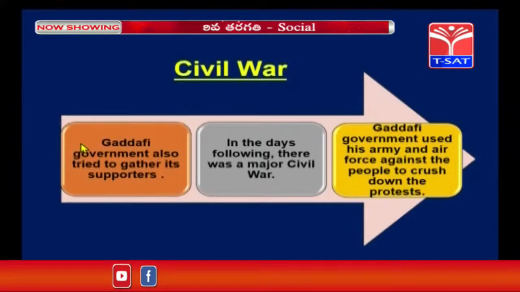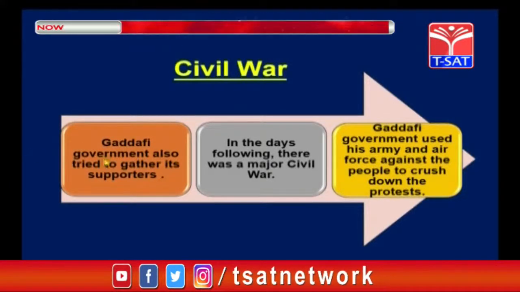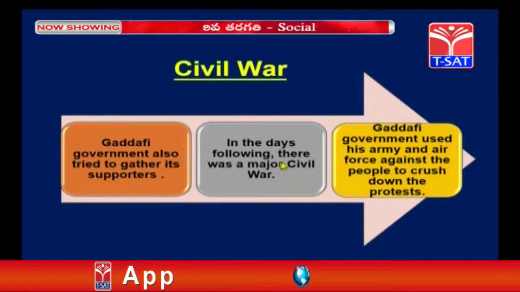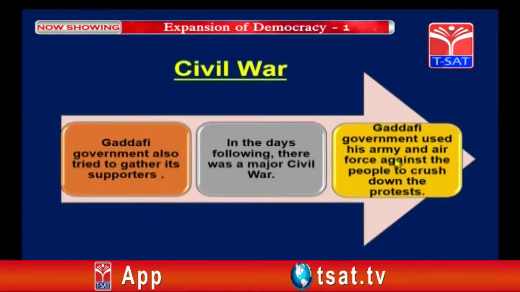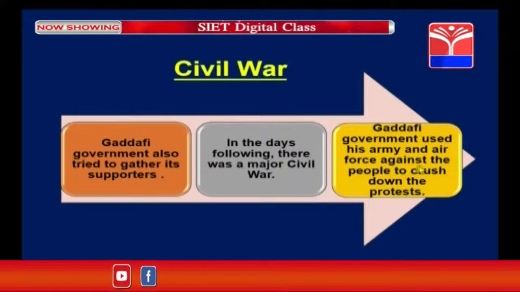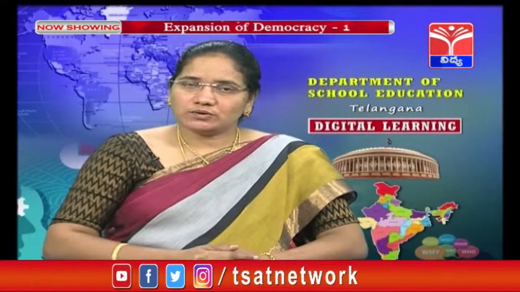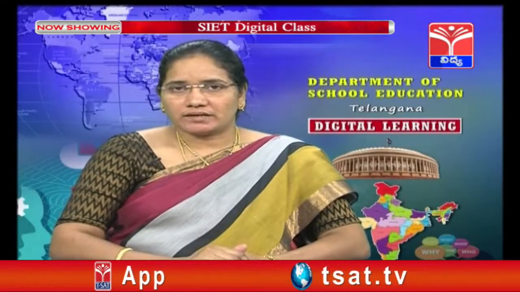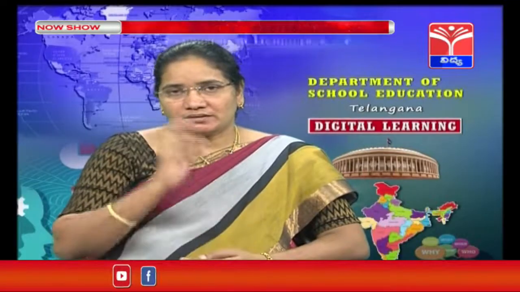As all the people started to rebel against the government, the Gaddafi government also tried to gather its supporters. So in the days following, there was a major civil war. The Gaddafi government used its army and air force against the people to crush the protests. See, the government even tried to attack the protesters, the common people who were protesting against the government. They started firing on them even from aircraft.